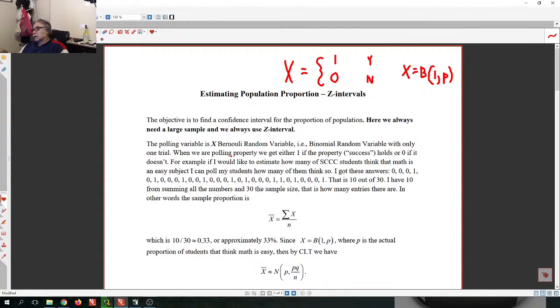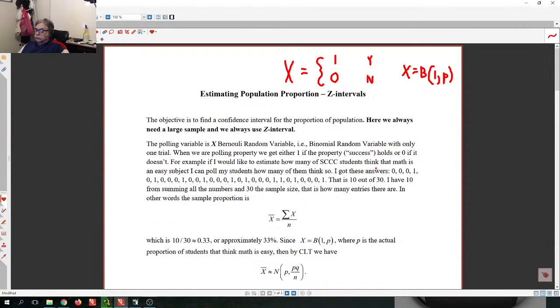So for example, I could try to figure out how many of the students in Suffolk County Community College think that math is an easy subject. What proportion thinks that math is an easy subject? What can I do? I could collect a sample from my students and ask them the same question, and I would probably get some answers. This is like a sample of 30 students in which the first one thinks it's not an easy subject, the second one the same, the third one the same, the fourth one thinks it's an easy subject, and on you go. And I got a total of 10 ones out of 30 zeros and ones, right? So it's 10 out of 30, or 1/3 of the people in this sample think that math is an easy subject.